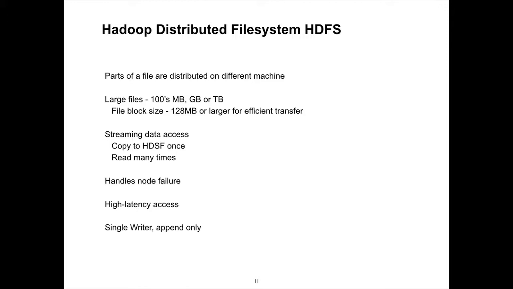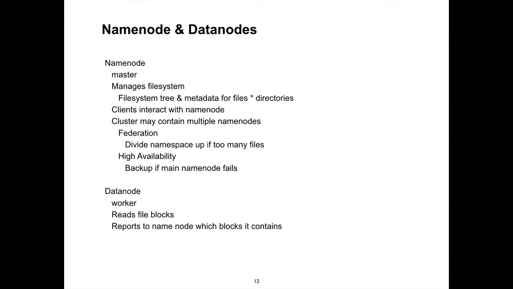And typically, each block they'll send to more than one worker, so that it's replicated. So if one worker goes down, you have a copy of it, and that's configurable. They've got their own terminology. Their master is what they call the name node. It manages the file system. The clients interact with the name node. It deals with the cluster.